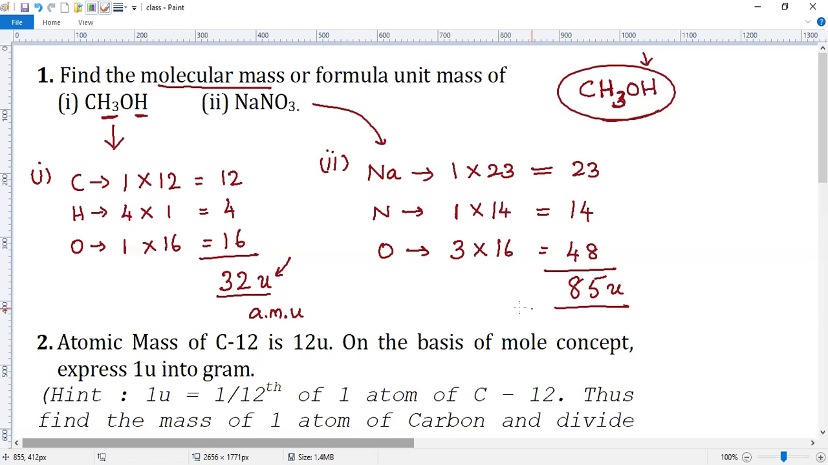Yes, ma'am. Good. So this is how you have to proceed for finding the molecular mass. Finally, you have to write it in atomic mass units. Small u is its symbol, or even you can write it as AMU, atomic mass units. Can we proceed to the second question?